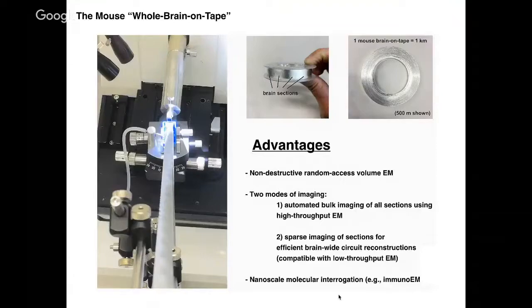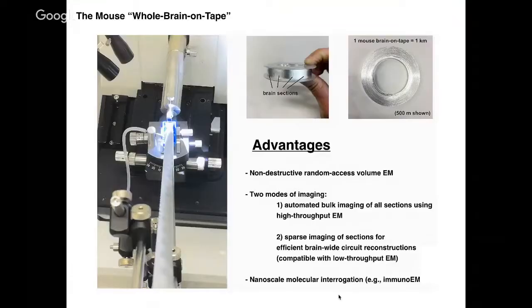Whereas with FIB and SBEM, once you cut or otherwise vaporize or ablate your sample, it's gone forever. You can never go back to it. If you're going through the data, analyzing it, and you see something that you're unsure about and you want to go back to re-image your sample, you can't do it. So the fact that the brain is on tape and it's always on tape and allows for repeated imaging is really a big selling point.